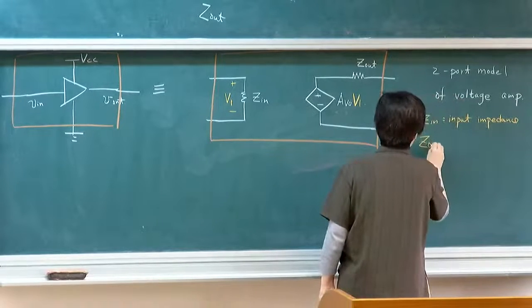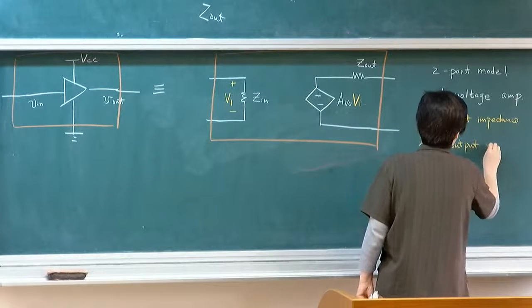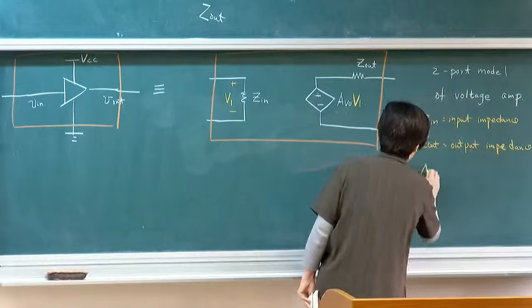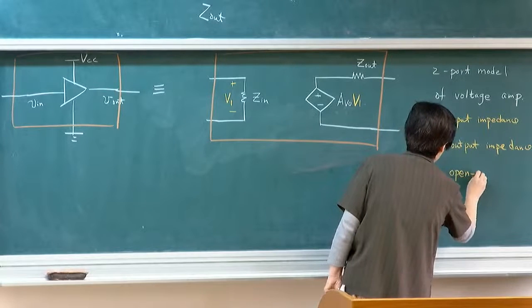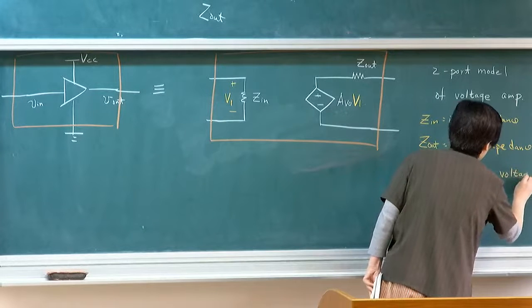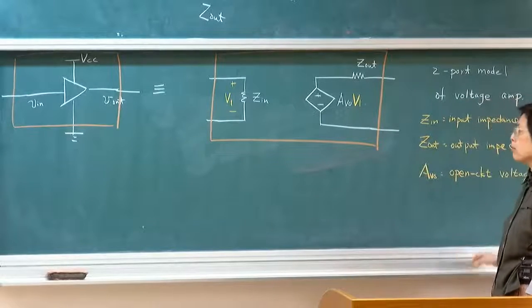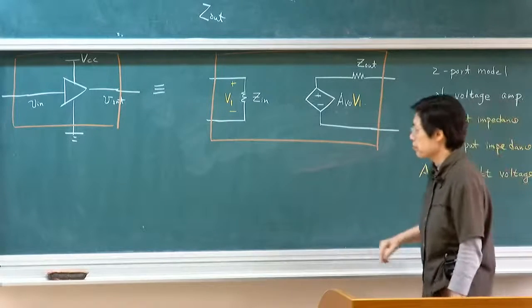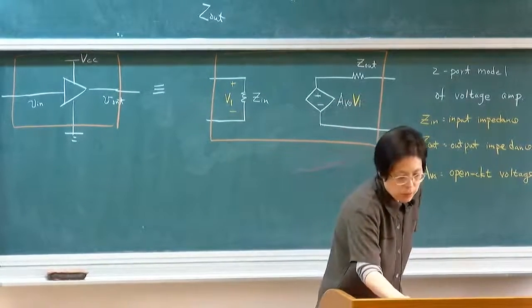Zout is the output impedance. And of course, AVO is typically referred to as the open circuit voltage gain. The O stands for open circuit. This is when you're not connecting to a load. That's the amount of voltage gain when the output is open circuit. Okay? So let's give you a general problem.